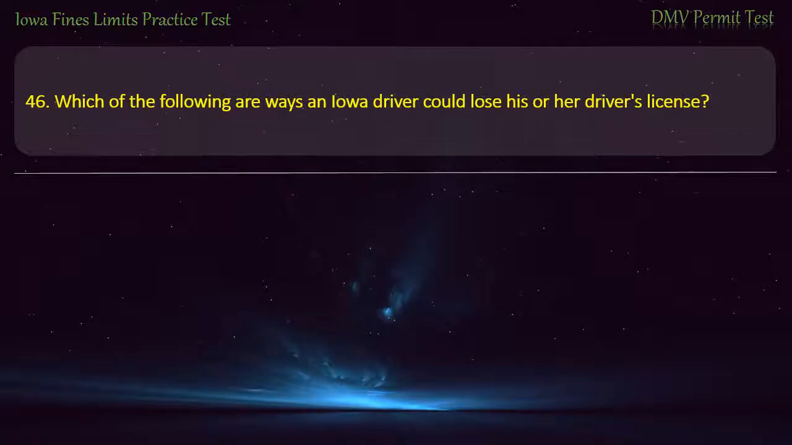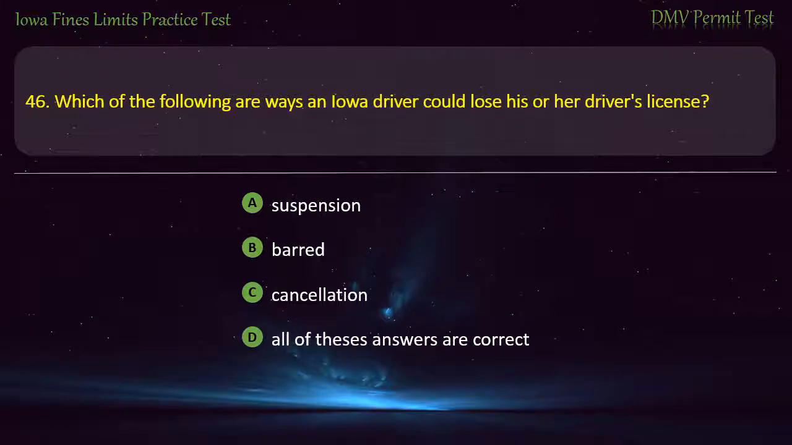Question 46. Which of the following are ways an Iowa driver could lose his or her driver's license? Suspension. Barred. Cancellation. All of these answers are correct. Answer: All of these answers are correct.